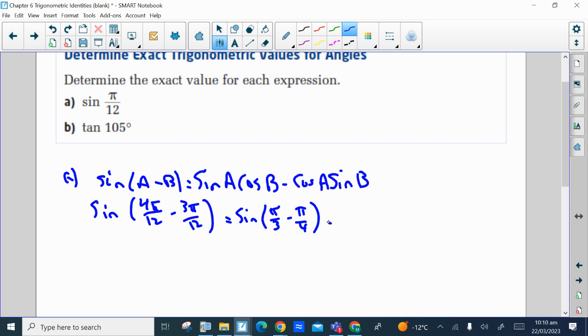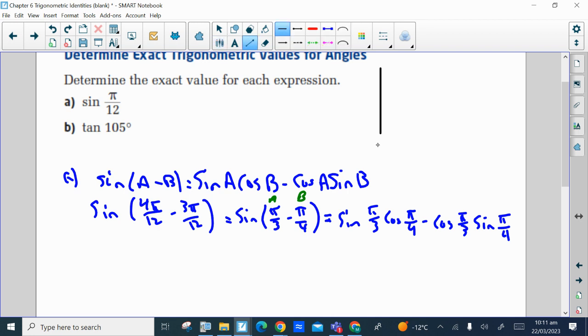So to do this then, we refer to the difference identity above, where A is pi on 3 and B is pi on 4. We're going to get the sine of pi on 3 times the cosine of pi on 4 minus the cosine of pi on 3 times the sine of pi on 4. And now we can work this out using, once again, our unit circle.